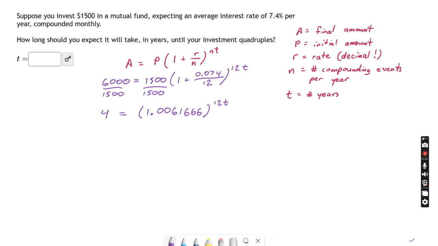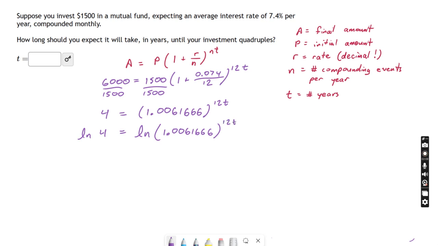So now I have to figure out what t is. And the only way to do that, since the variable is in the exponent, we're going to need a logarithm to bring the variable out of the exponent, to bring it down. So I'm going to choose the natural log of each side. Got the ln on the left and the ln on the right. And it looks kind of ugly because these things often are.